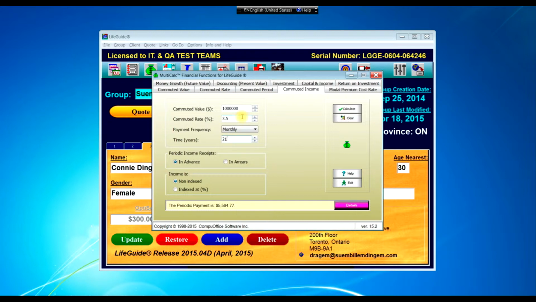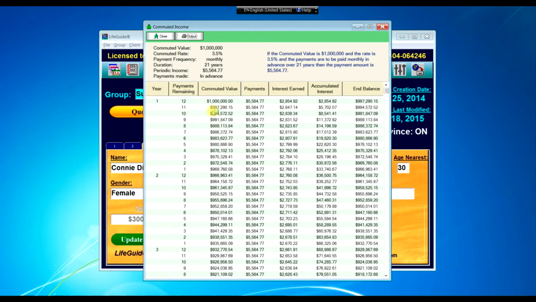As soon as I've completed the entries into the respective fields, I have my results. If I go to the non-indexed income, blended principal and interest, out of $1 million worth of death benefit, I will have $5,564.77 per month over a period of 21 years. Let's take a look at the details. We click the details icon, and we see the schedule, payment by payment, right through the 21 years.